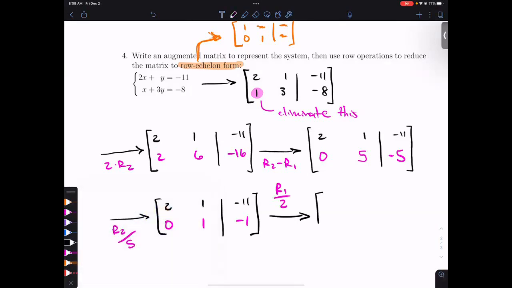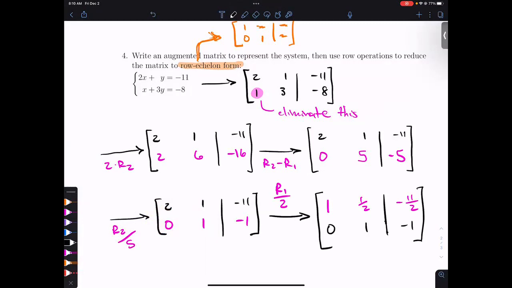So this would be 1, 1/2, -11/2, and 0, 1, -1 in the second row. That's row echelon form. So we're good to go. Again, if you wanted to do reduced row echelon, you can take row 1 minus row 2 and get rid of this, and then divide by 2, and get to the same place. This is good enough though.